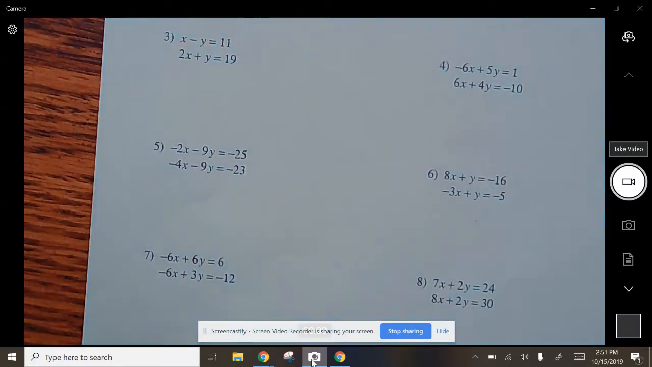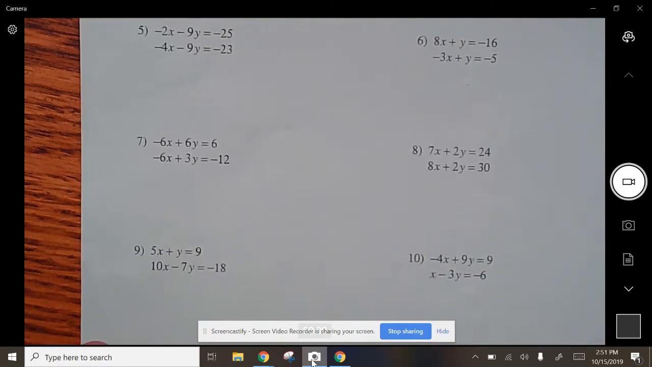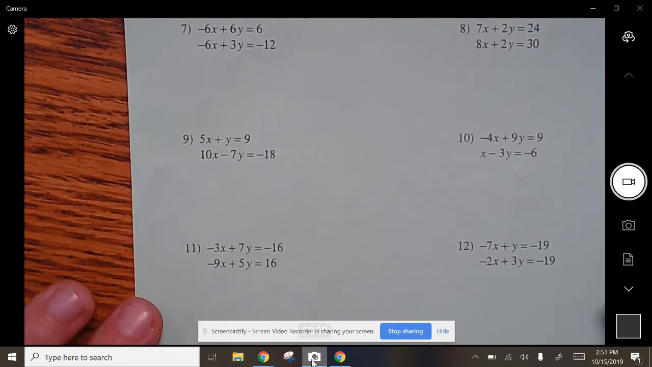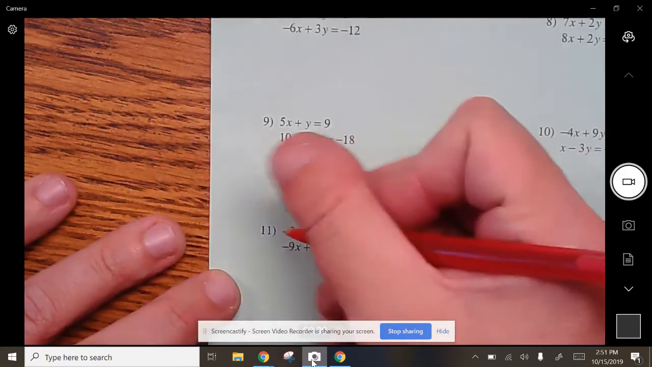All right, we're going to look at our homework for tonight. I don't think it's too tough, and we're going to just do a handful of problems. Make sure I don't do any that we've already done. So if I look at number 11, let's go ahead and handle number 11.